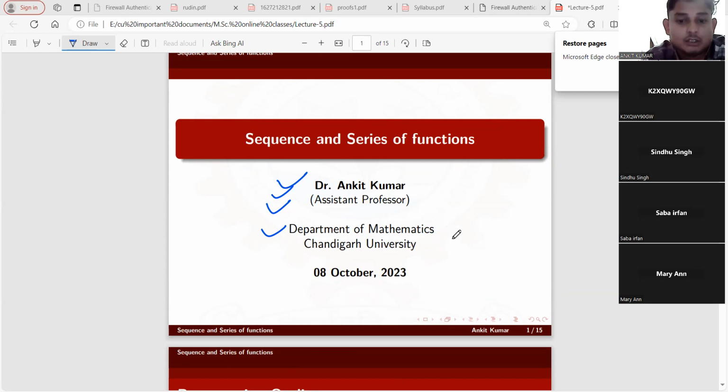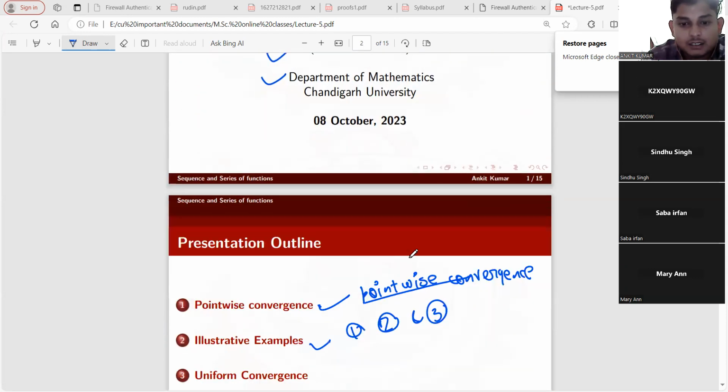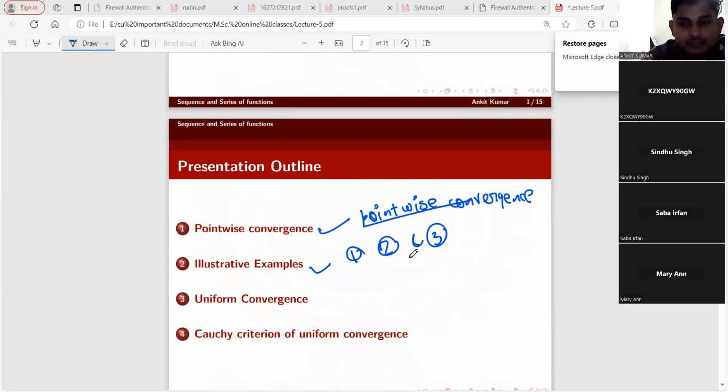In today's lecture, I will discuss the sequence and series of functions. So what is a sequence and what is a series? First of all, we define the sequence and series of functions, the basic definitions and preliminary concepts, and then we go forward. What is the presentation outline, and what are the different topics we will cover today?